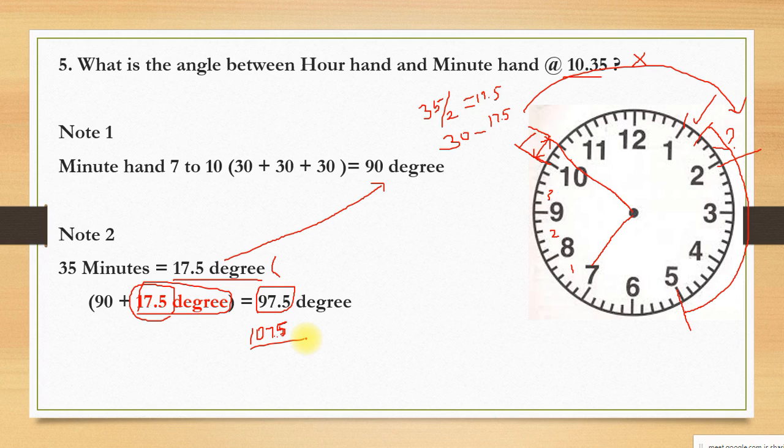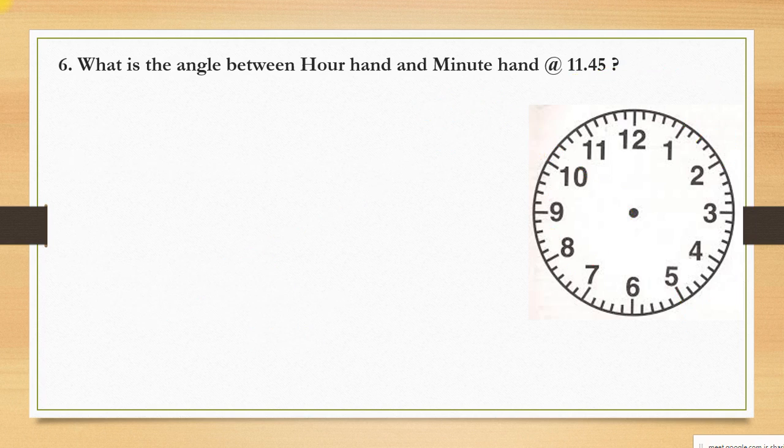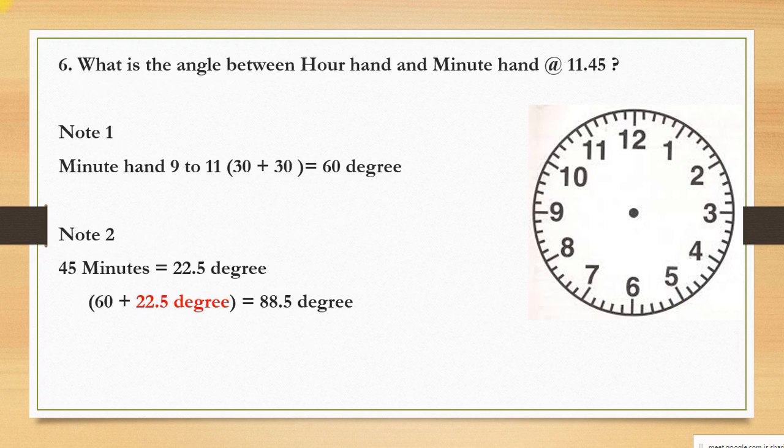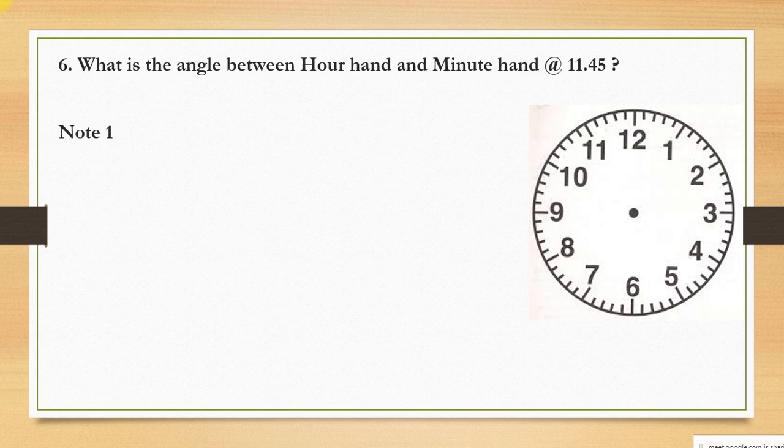Okay, so this is our fifth problem. So let us have one more problem. I hope I have still one more problem or two problems. Yes, I have still one more problem. So let us see this in this case. What is the angle between the hour hand and minute hand at 11:45?